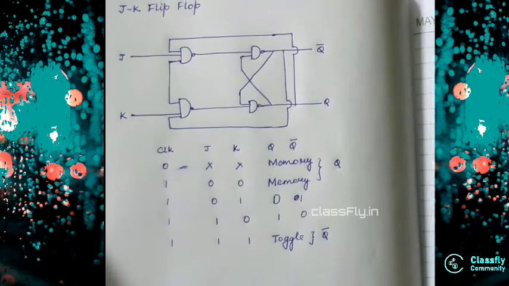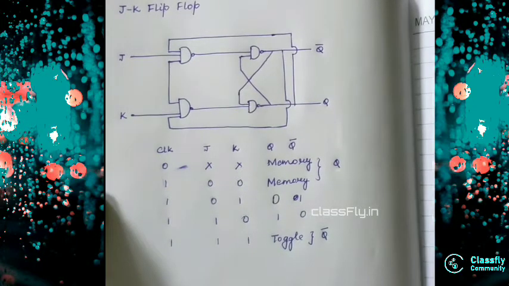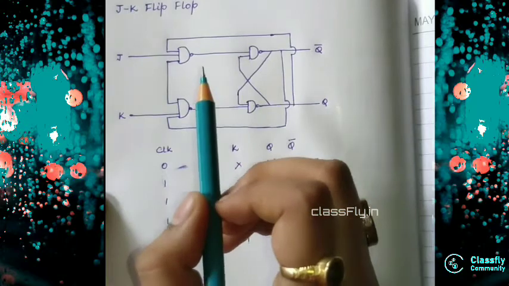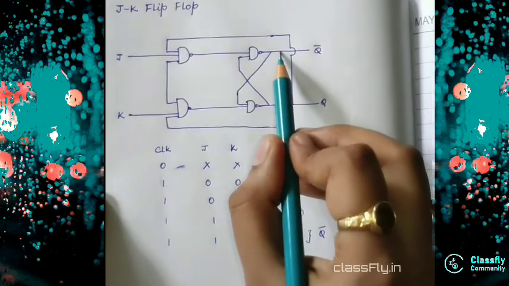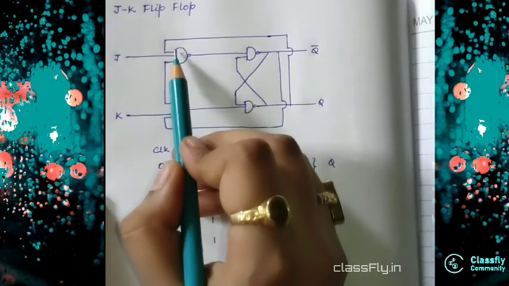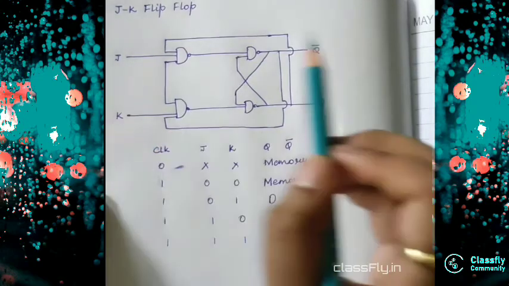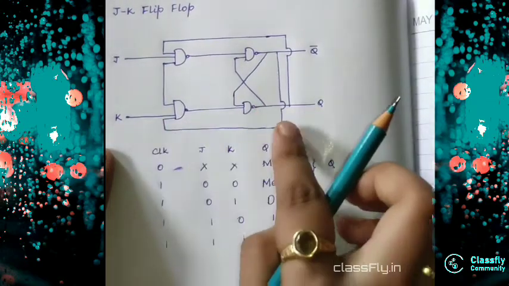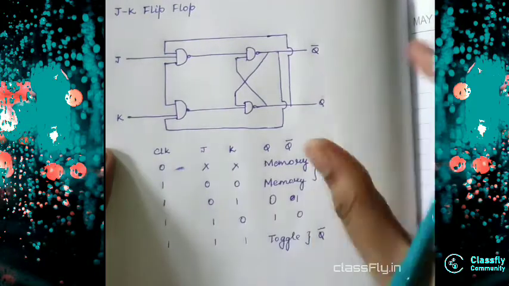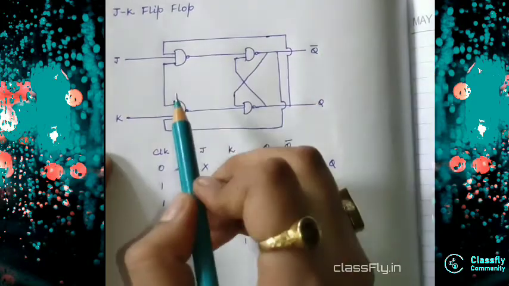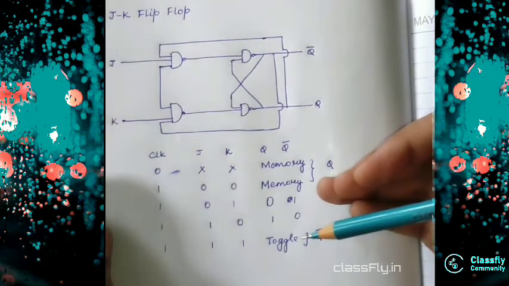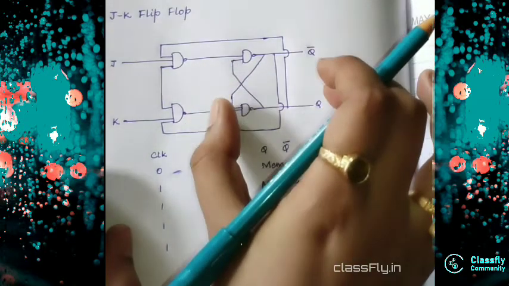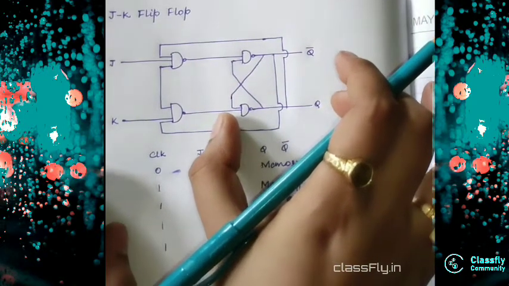So see, a JK flip-flop can be derived from an SR flip-flop. The only difference is that there is a third input in each NAND gate, one connected to Q bar and one connected to Q. If I erase these two wires, I will get my SR flip-flop. So the JK flip-flop will have three inputs in each of the NAND gates, and this part is a latch, the SR latch which we have already done, right?